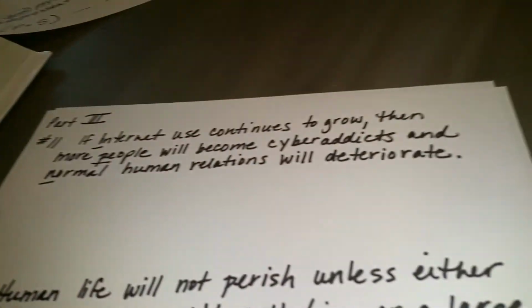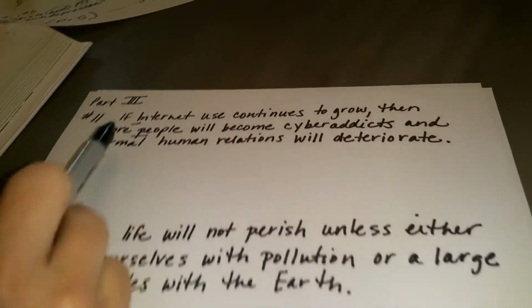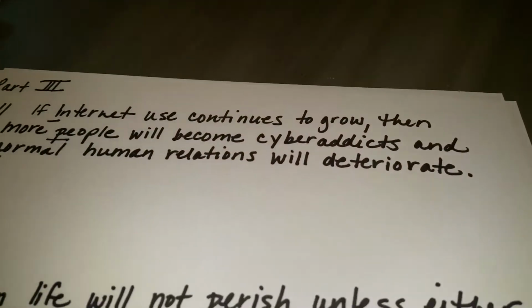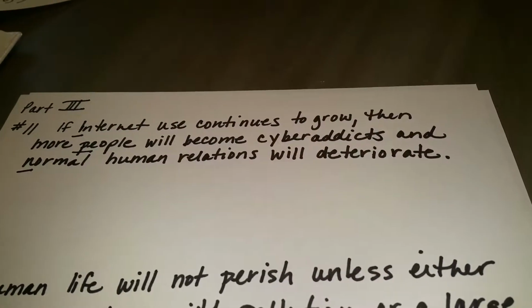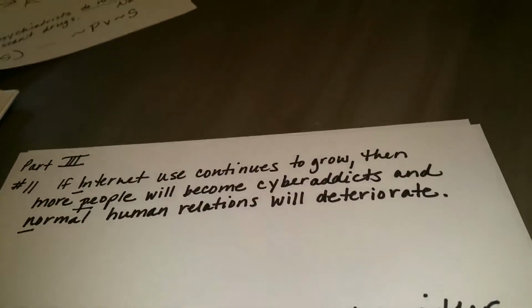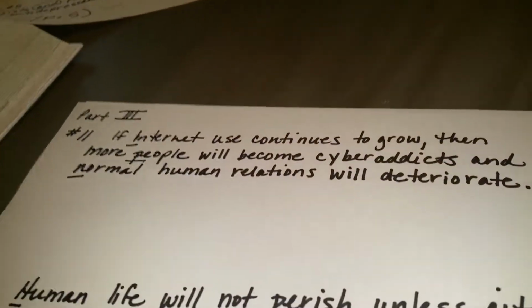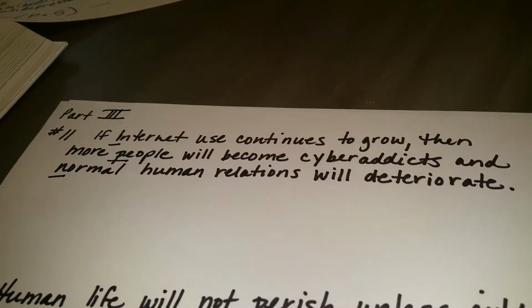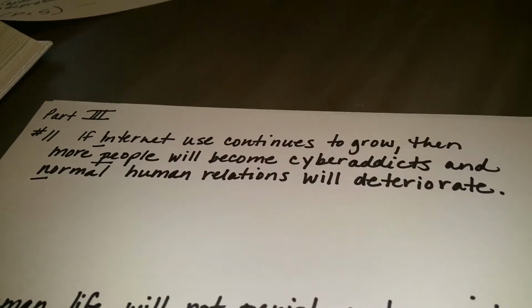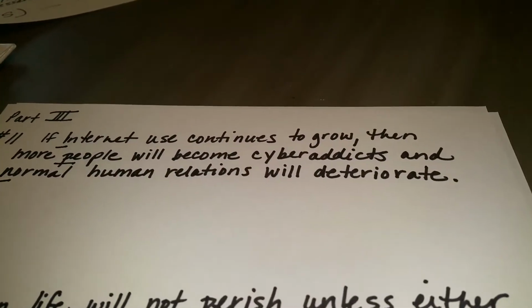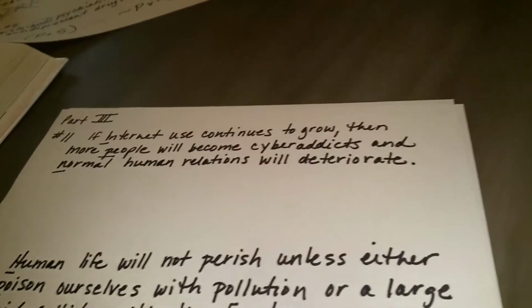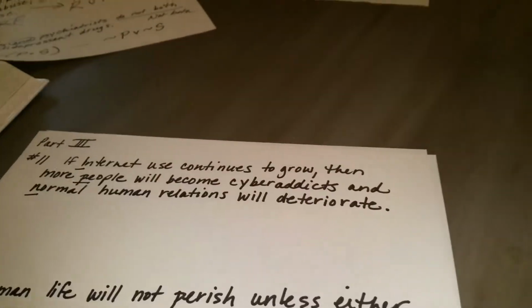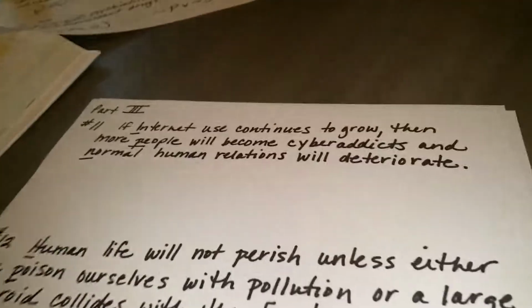Okay, a couple more. Here you have a compound statement. It says, "If internet use continues to grow, then more people will become cyber addicts and normal human relations will deteriorate." This is, I think, part 2, number 11. Sorry, I have part 3 there, but it's part 2, number 11. So if you want, pause the video, try this one out, see if you could at least pick out the operators and see if you could translate it so that you have the main operator correct, and then resume the video and I'll do it for you.